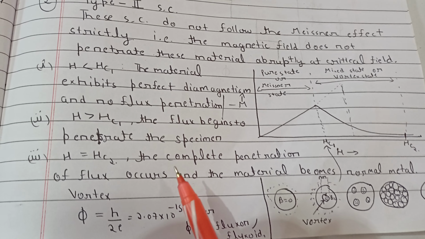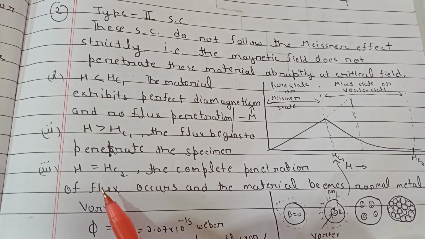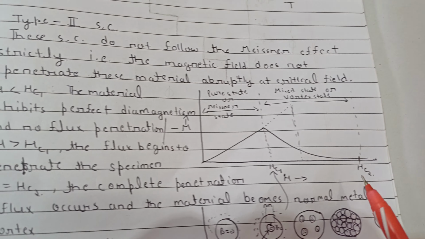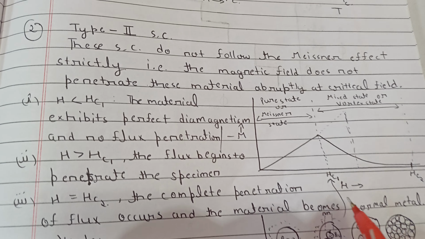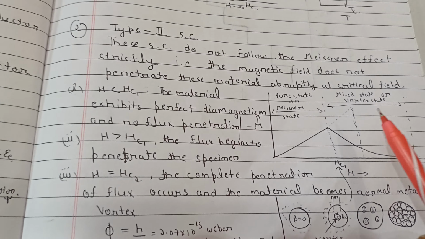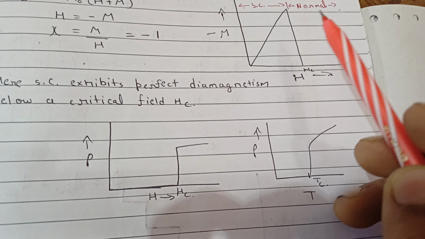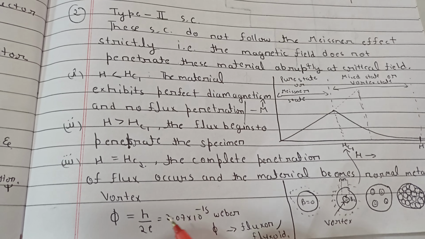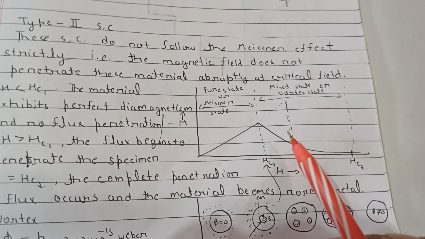First, let's discuss what the theory says. Above HC1 the flux is increasing gradually, but when the critical field reaches HC2, complete penetration of flux occurs and the material becomes a normal metal. At HC2 we get the same normal state. But it's not like in the type 1 superconductor, where at HC all the field penetrated the material at once. Here it will penetrate gradually. So what is a vortex and how does it happen? We will see from this graph.